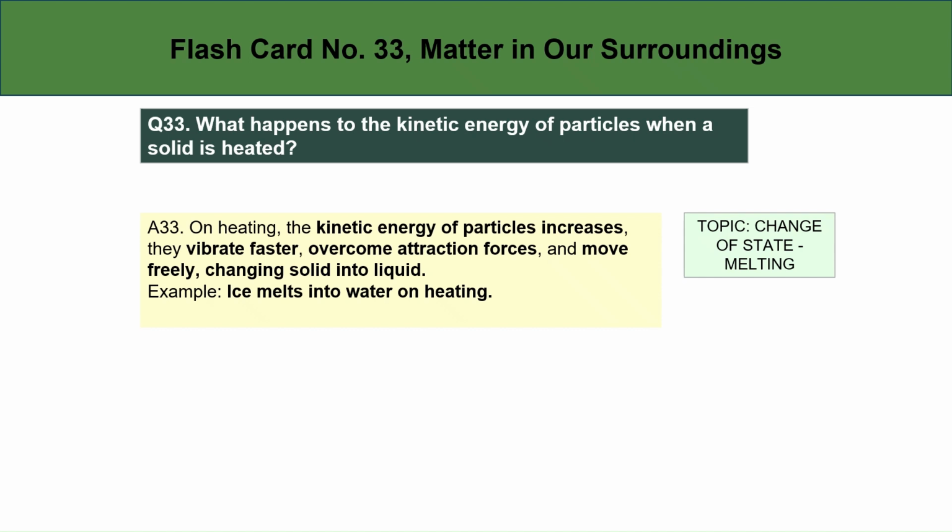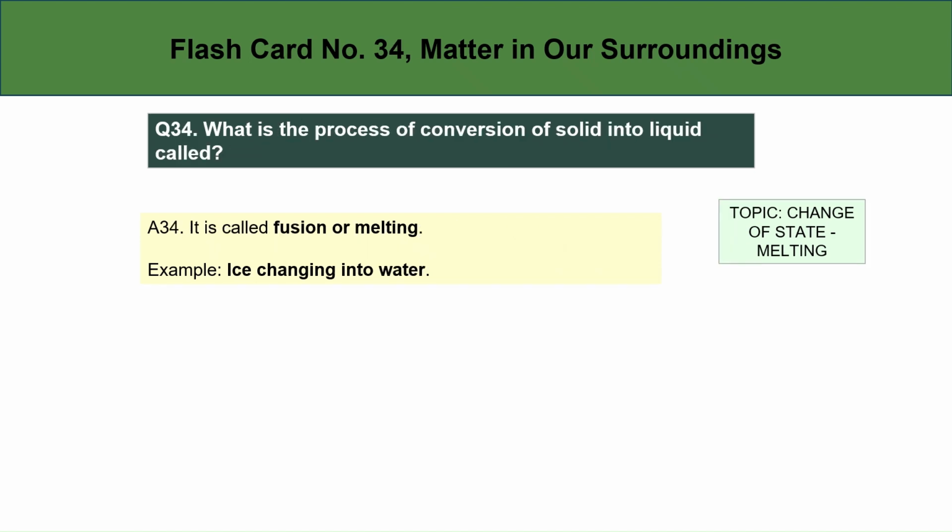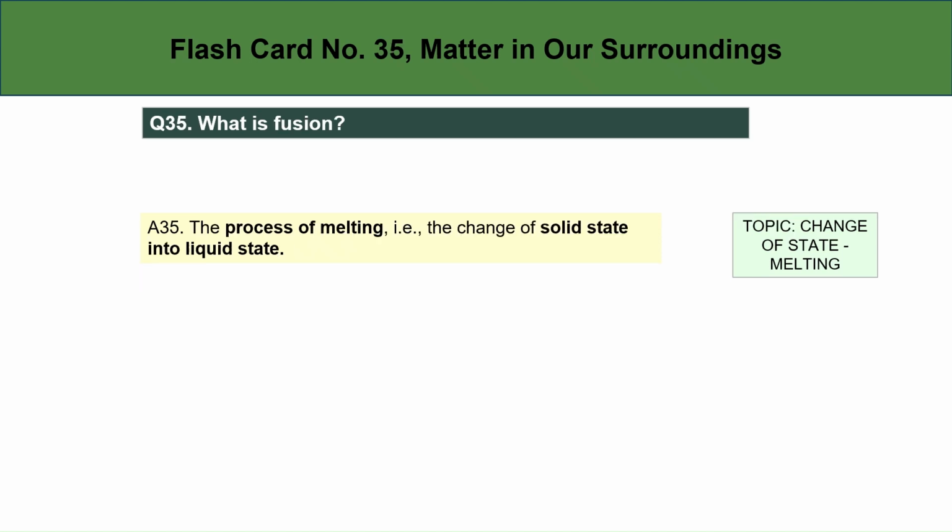This process has a name. What is the process of conversion of solid into liquid called? It is called fusion or melting. Example: ice changing into water. Let's define fusion clearly. What is fusion? The process of melting, that is, the change of solid state into liquid state.